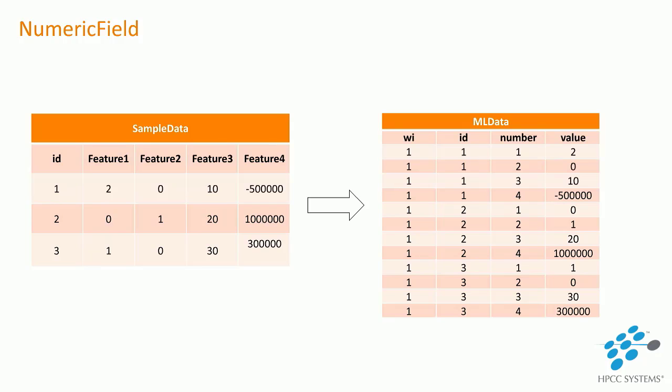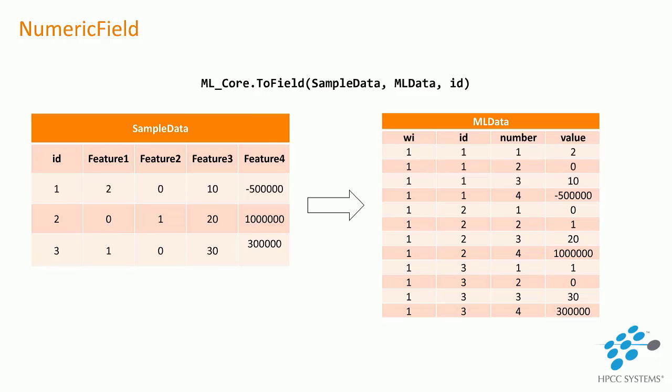You could do this manually, but there's already a built-in function in the ML Core library which allows you to make this conversion easily. In the toField macro, you pass in the data you want to convert into numeric field, and then the name of the result. You could also specify which field in your data set is the ID field.